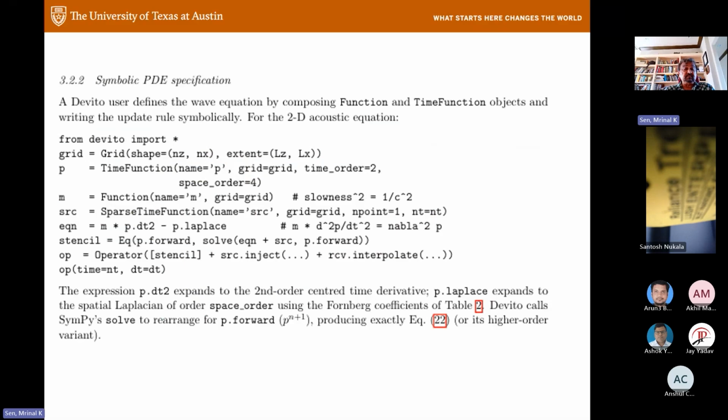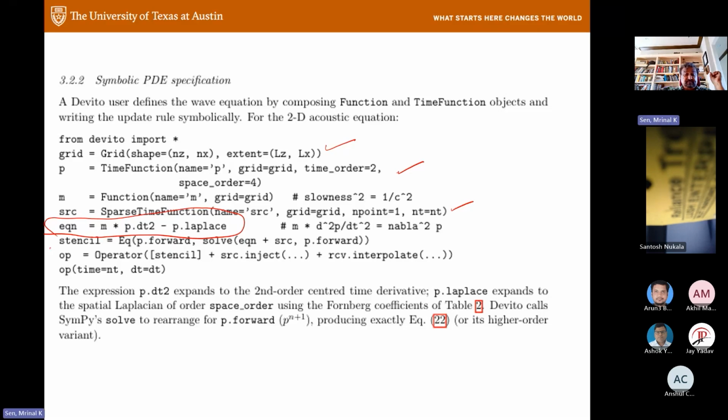And this shows you symbolic PDE specification. You have to import Devito libraries, define the grid, define your time function, and then define your source function, and then you just define the equation. So this is one equation that basically defines your particular PDE that you are interested in solving, and then you do a stencil, and then this basically does all the calculations that you're interested in.